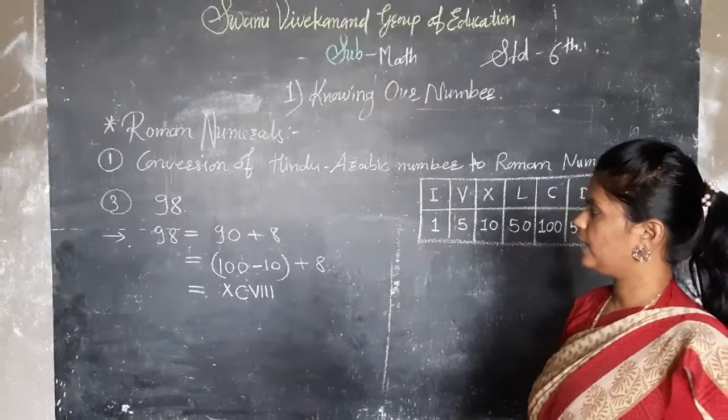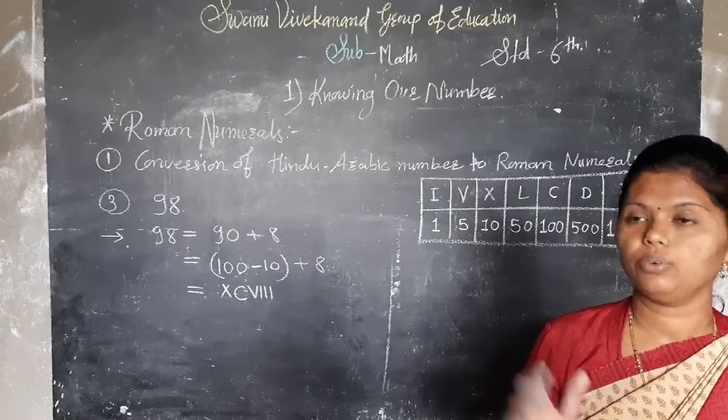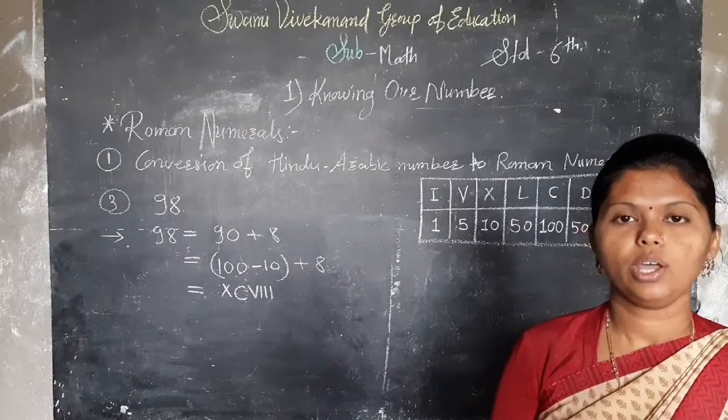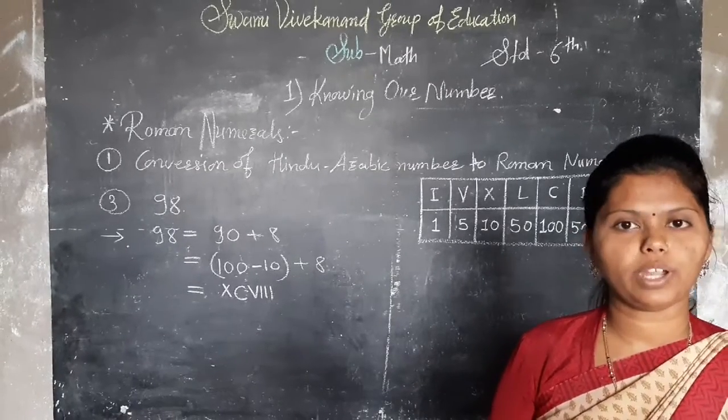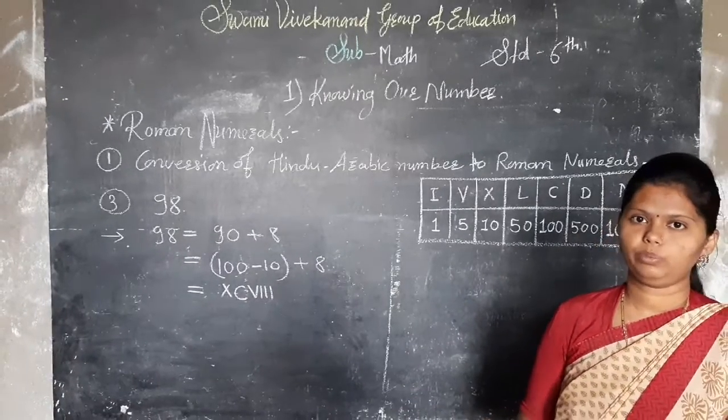Hope you understand whatever conversion we have done here today. We put the numbers in the form of addition and subtraction, and then we use the rules of repetition, addition and subtraction, and convert those numbers into Roman numerals.